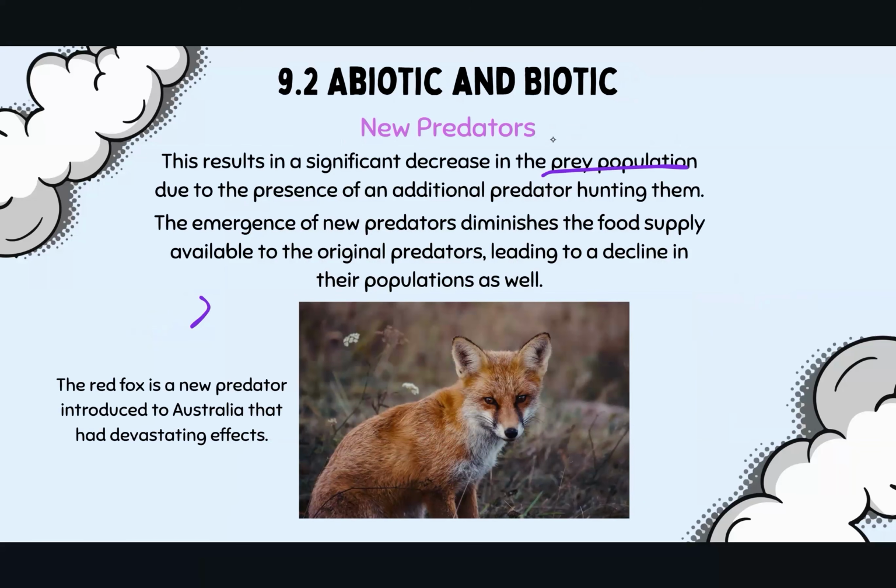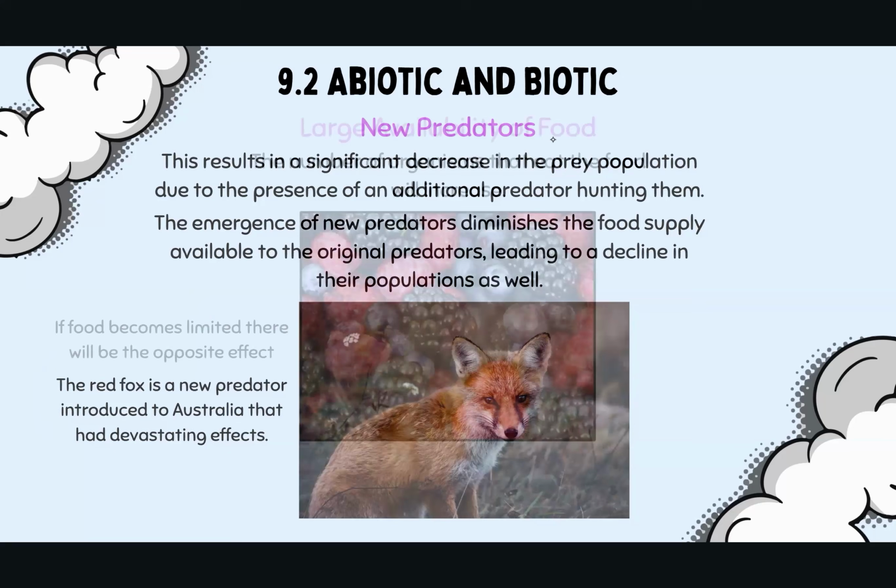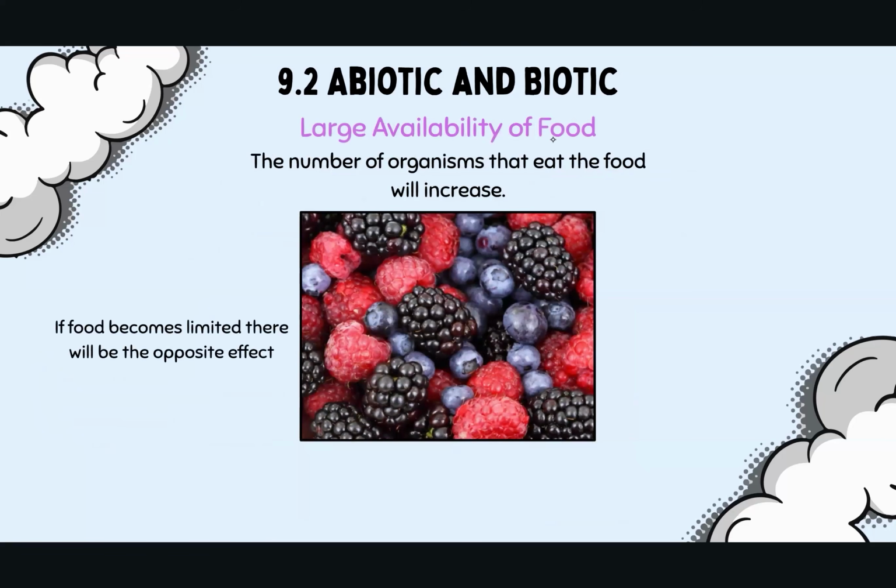Now an example of a new predator being introduced was in Australia, where they introduced the red fox as a new predator, but that had devastating effects because the numbers increased massively and there was nothing to reduce the red fox population. There are quite a few examples in Australia where new things were added without thinking.